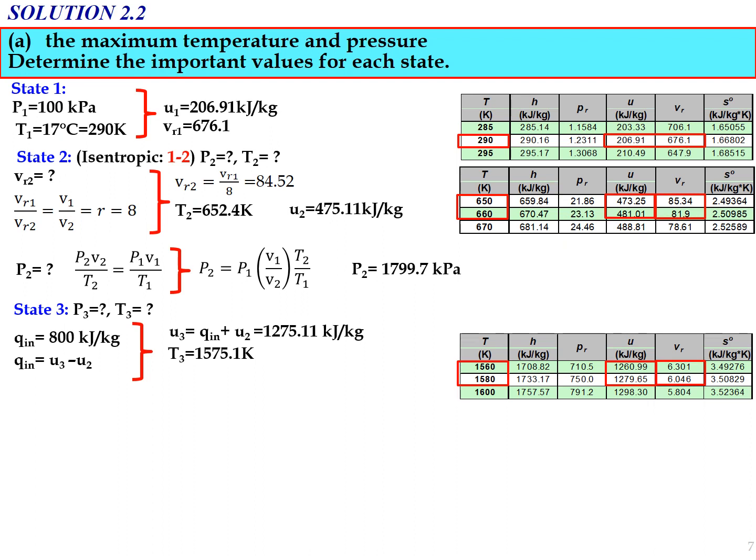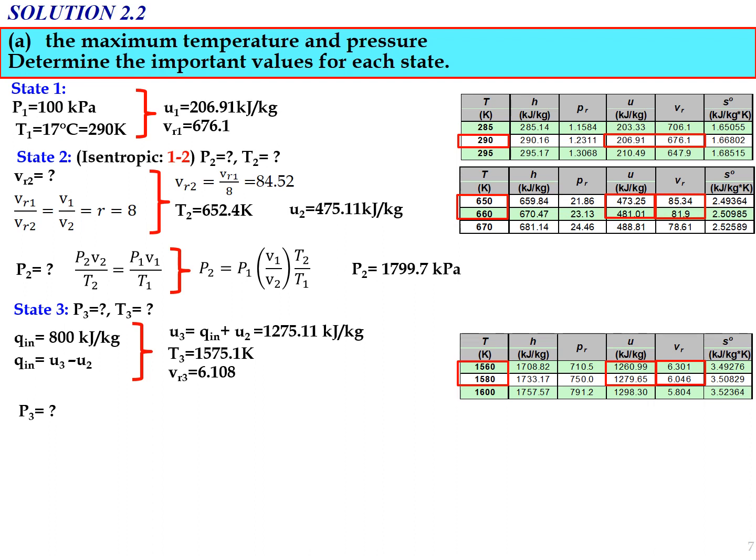And interpolation between internal energy with relative volume. So we'll get Vr3 equal to 6.108. So the value of Vr3 will be manipulated in order to determine the properties for state number 4. Okay, next, the maximum pressure that refers to P3 for state number 3.